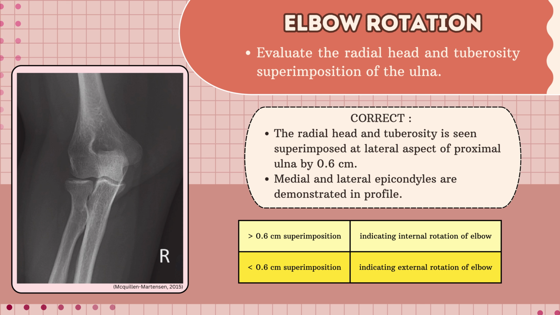if the radial head and tuberosity is seen superimposed at lateral aspect of proximal ulna by 0.6 centimeters, and the medial and lateral epicondyles are demonstrated in profile. If the radial head and tuberosity are superimposed at lateral aspect with proximal ulna more than 0.6 centimeters, it indicates that the elbow is internally rotated. And if less than 0.6 centimeters, it indicates that the elbow is externally rotated.